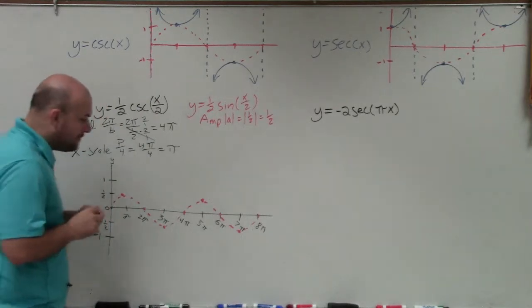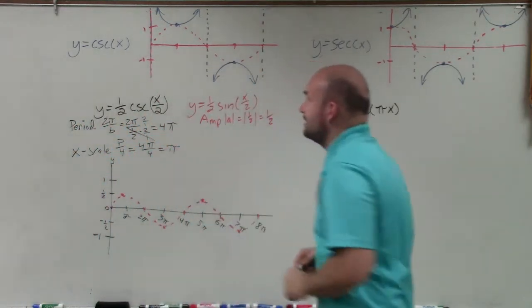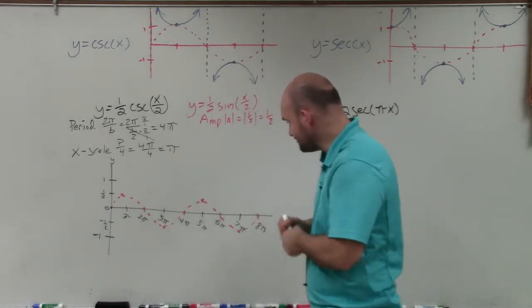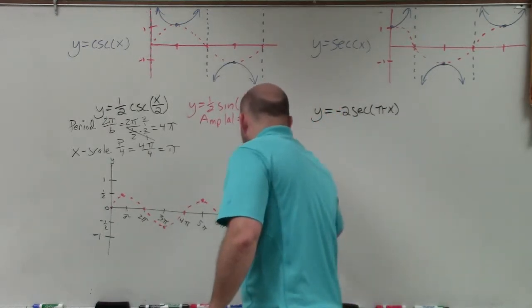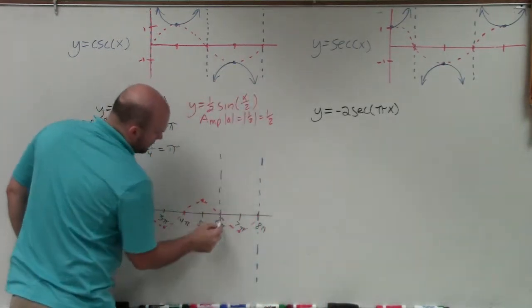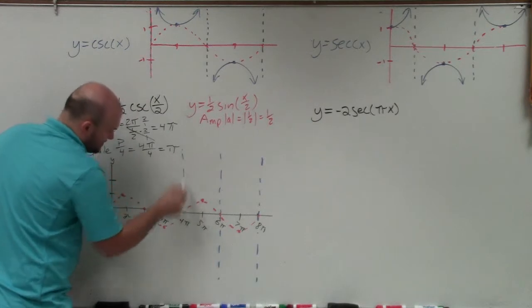OK, so now when I want to graph this, basically wherever there's an intercept, I am now going to create an asymptote. So you just go to the graph, and you just go to all the intercepts.